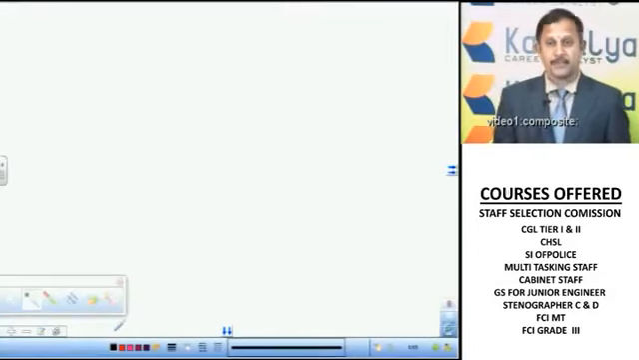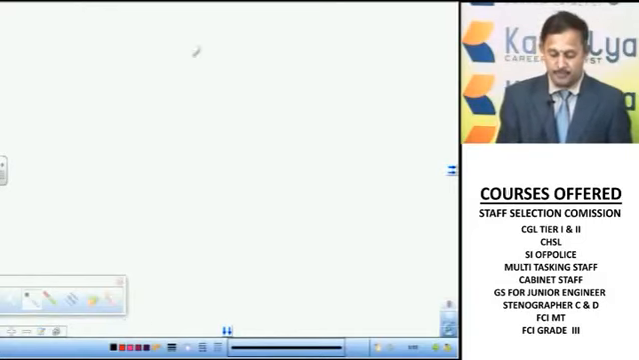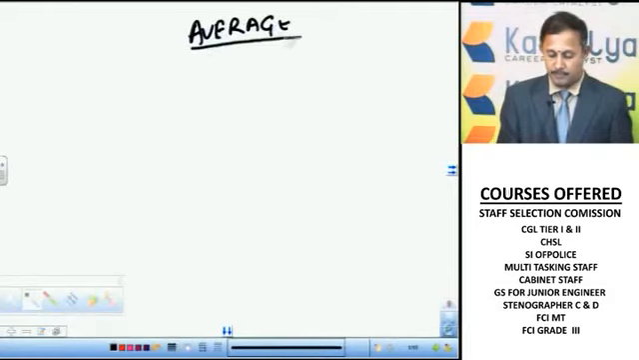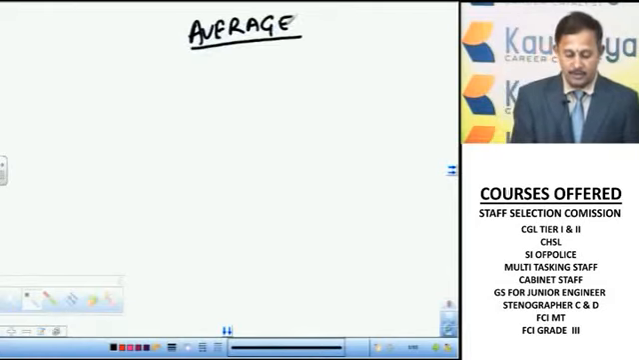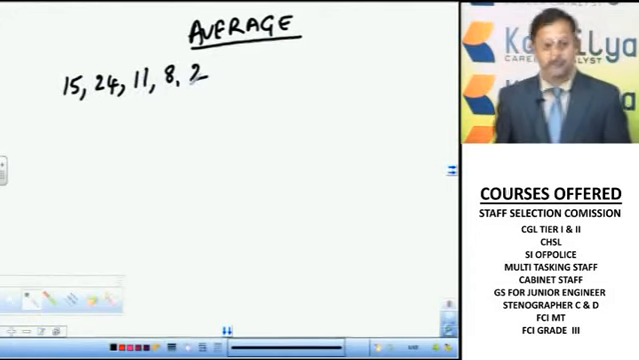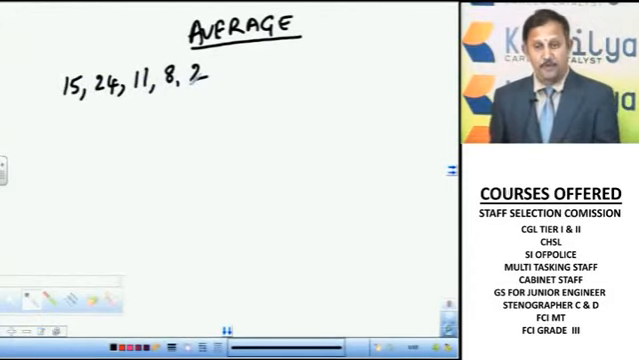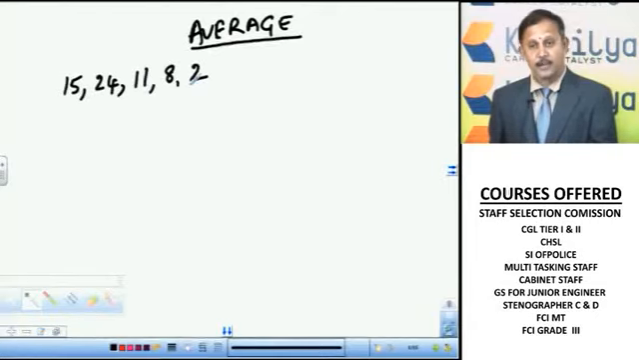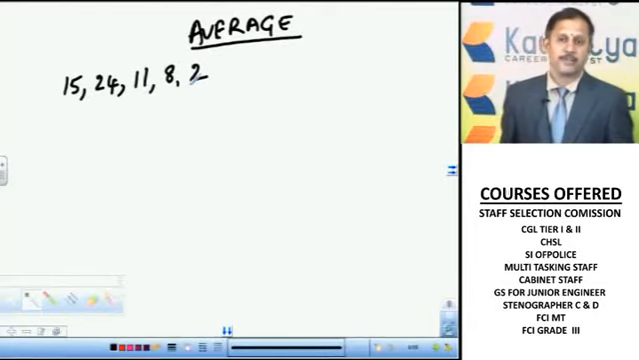So let us have some introduction to the concept of average. Take an example. Suppose 5 students got 15, 24, 11, 8 and 2 marks. These are the marks obtained by 5 students.